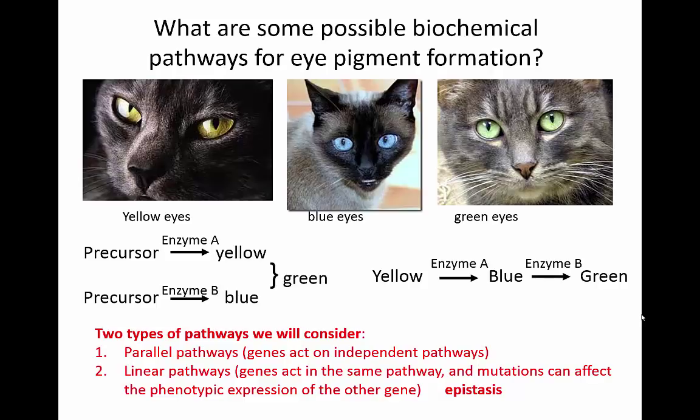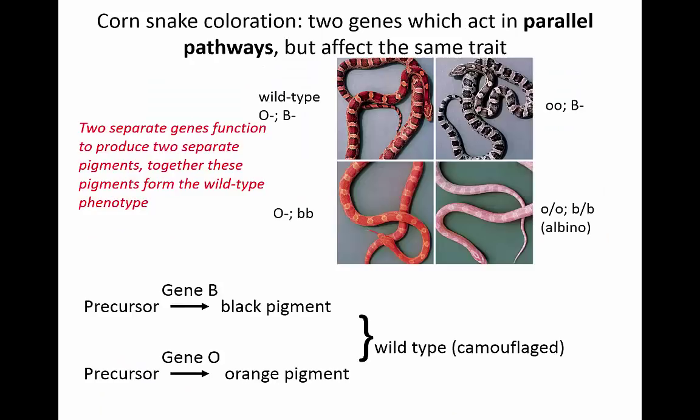I'd just like to introduce a term that you may not have heard before, and that is epistasis. Epistasis is particular cases where you can have a mutation in one gene that actually affects whether you can observe the normal phenotype of an allele of a different gene. Okay, first one more example of a parallel pathway. This is actually an example with corn snakes.